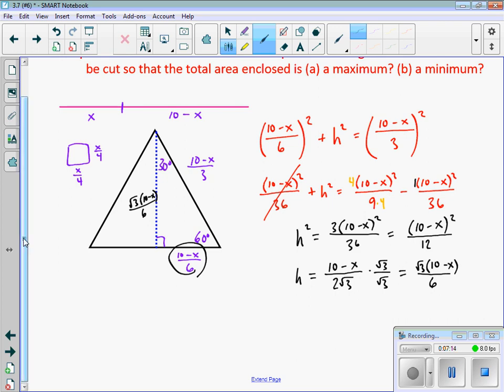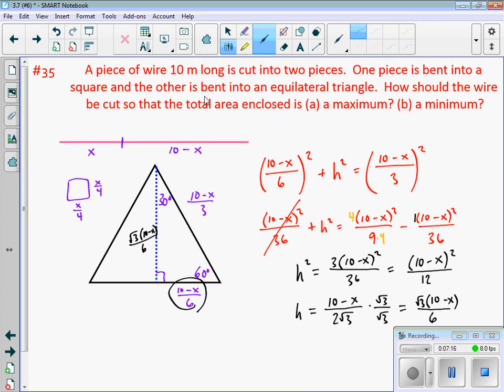Now let's finish reading the question because I kind of jumped into it because you guys had time to look at it. Okay, we got the 10 meters long. One piece is bent into the square, the other the triangle. How should it be cut so the total area is a max and a min? So our primary equation is talking about area here.